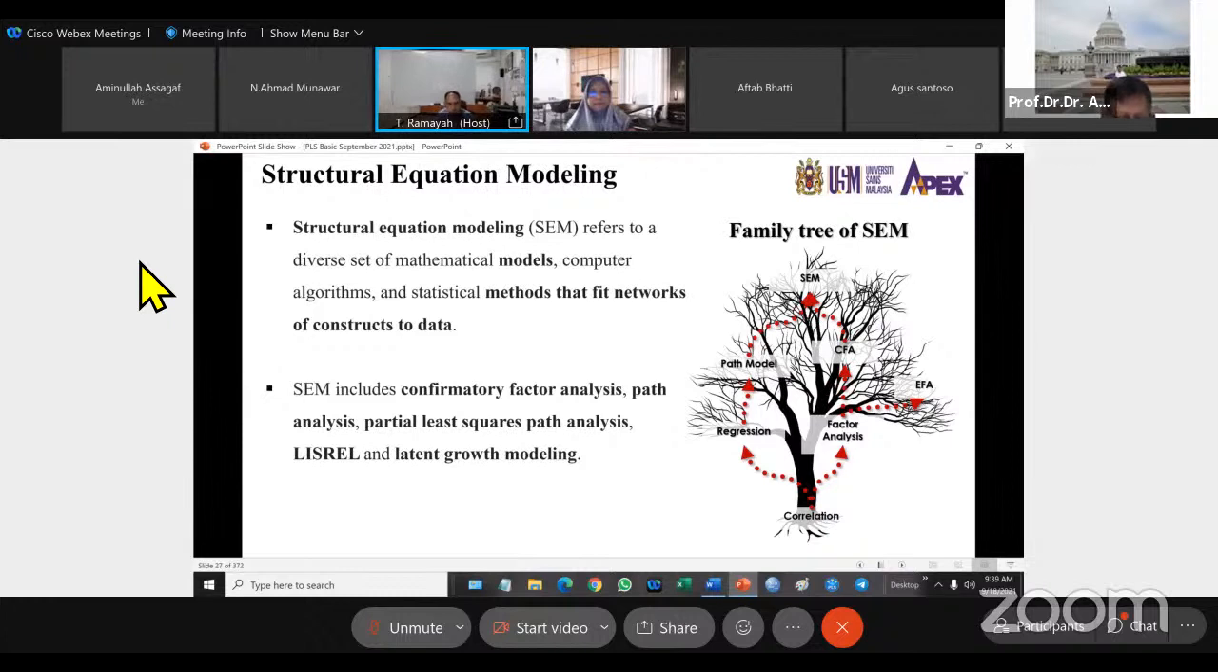So structural equation modeling refers to a diverse set of mathematical models, computer algorithm, and statistical methods that fit networks of construct to data. So it includes confirmatory factor analysis, path analysis, partial least square path analysis, LISREL, and also another technique called latent growth modeling. They are all in this group of technique called structural equation modeling.